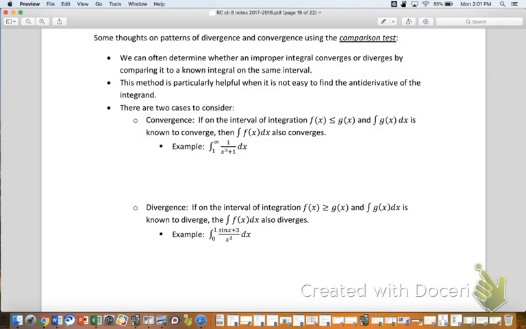So this comparison test kind of piggybacks off that a little bit. So let me give you an example of what you could do. An example where you could use comparison to show convergence.